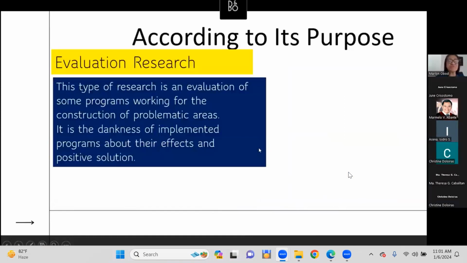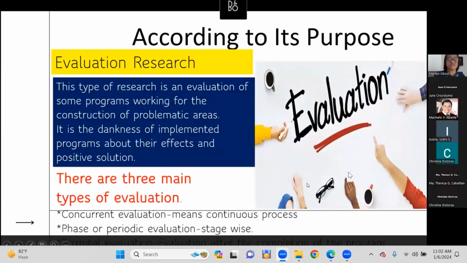Okay. So, evaluation research. So, evaluation research, pwede ito sa MBA. Okay. Of some programs working for the construction of problematic areas, it is the darkness of the programs about their effects and positive solution. So, pwede ito sa MBA, okay, evaluation research. There are 3 main types of evaluation. Concurrent means continuous process of evaluation. Phase or periodic evaluation is stage-wise. So, malaki yung problema, so ito muna. Usually, ganon, di ba? So, you put the whole problem into sub-problems and you evaluate each sub-problem.